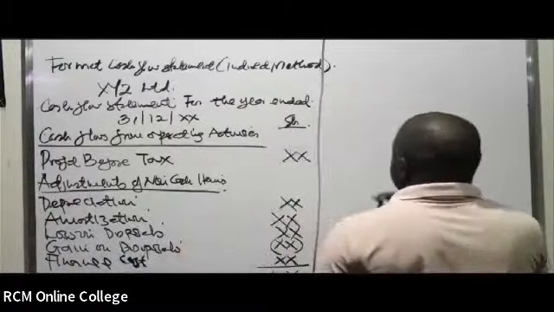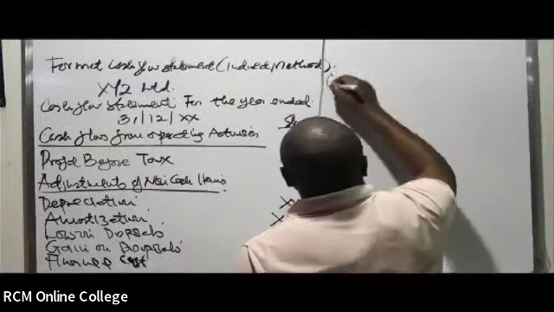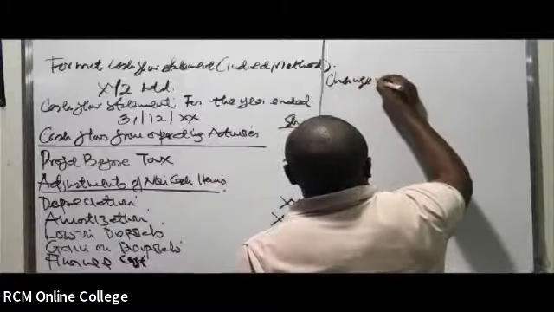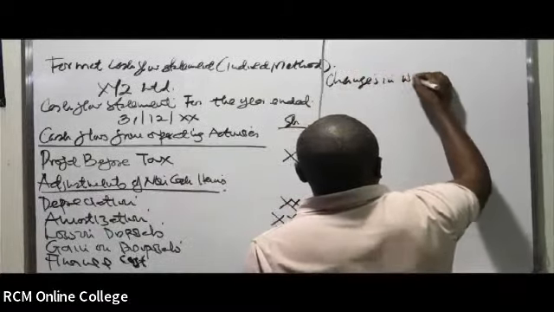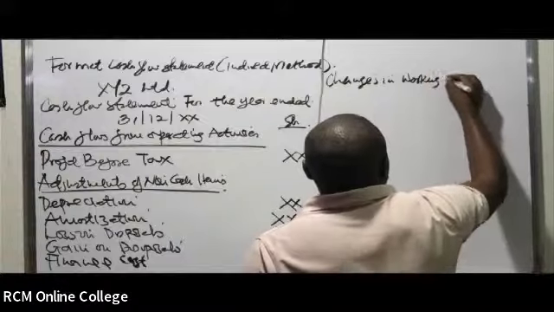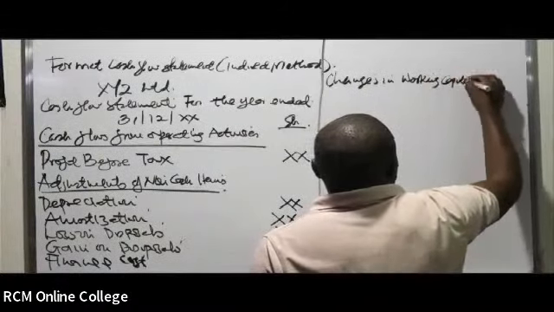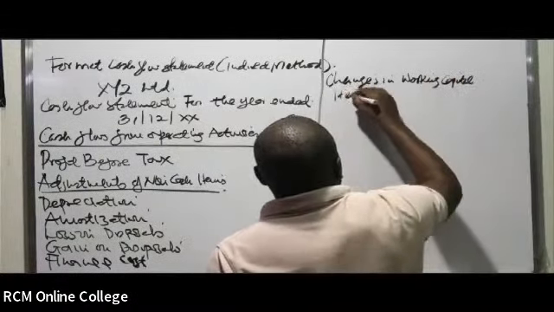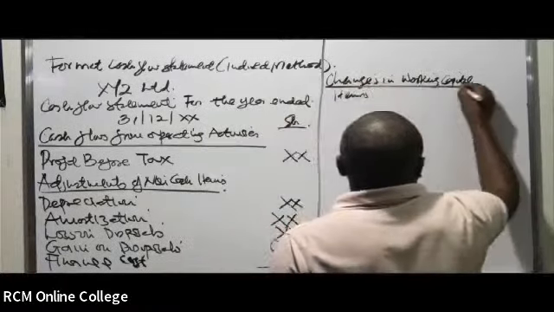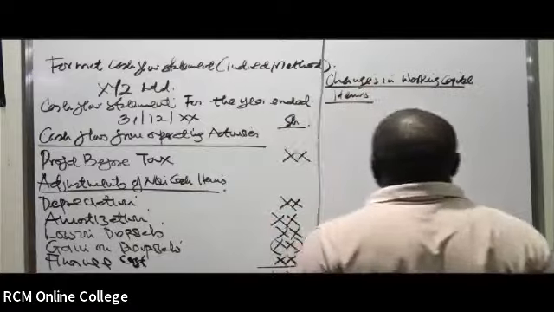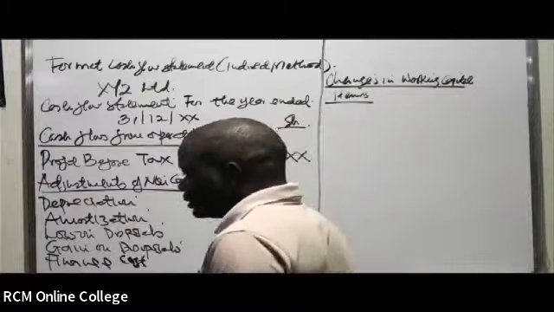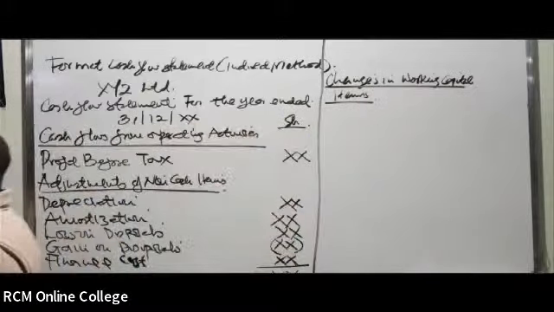On this figure you've got here, you'll have the changes in working capital items. The working capital items that you'll commonly find are, for example, inventory, accounts receivables, and accounts payables.